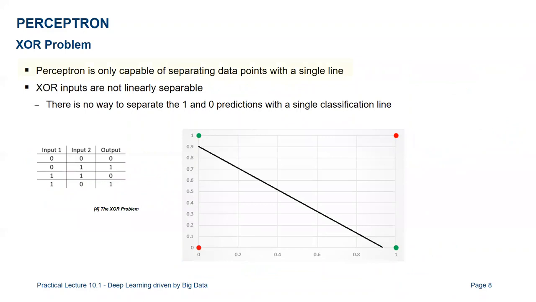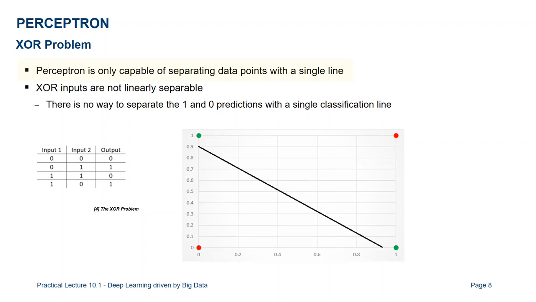Okay, but the perceptron algorithm does not converge if the learning set is not linearly separable. So if you have a problem that is not linearly separable, the learning with the perceptron will never reach a point where all examples are properly classified.